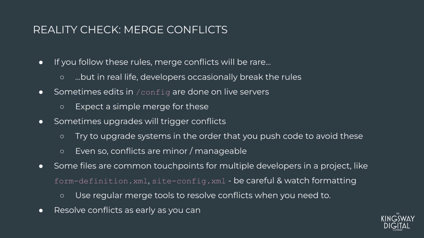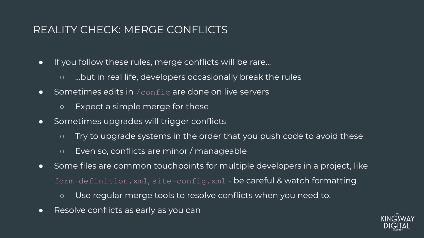Sometimes you'll run an upgrade on your system and it'll trigger a conflict on a couple of files, and you want to manage those. But if you can coordinate your upgrades to follow the same flow as your code process, local, dev, and test, then prod, then you'll reduce the number of conflicts that you wind up with there.